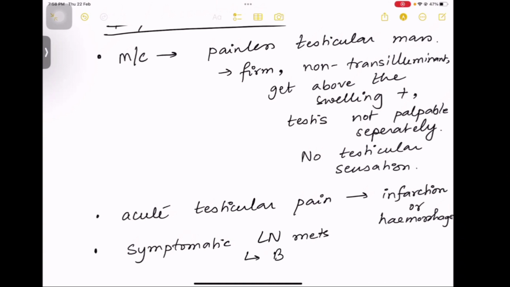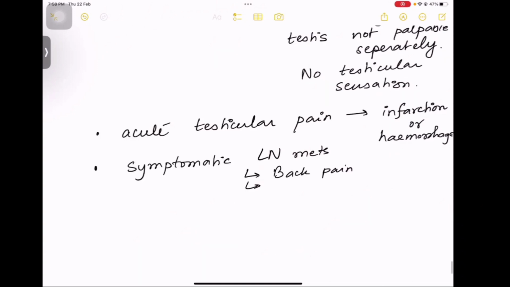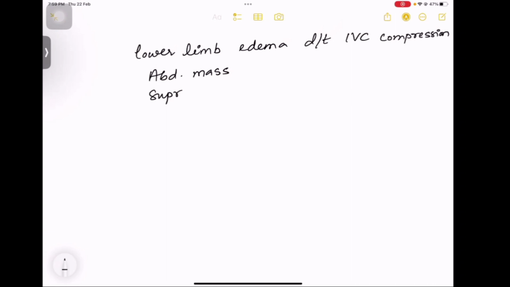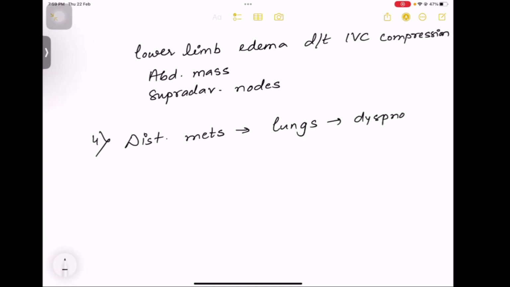There can be the presence of symptomatic lymph node metastasis, which can present with back pain or lower limb edema. Now this lower limb edema due to IVC compression can occur. Suppose there are enlarged lymph nodes in that area, or if there is an abdominal mass. So basically that will compress the IVC and that will cause lower limb edema.